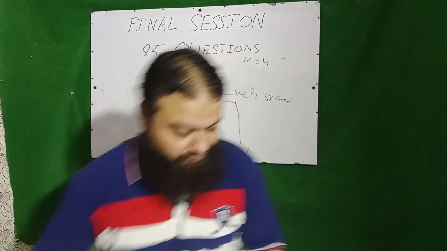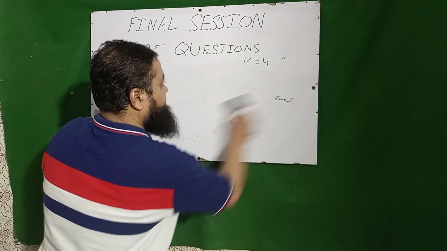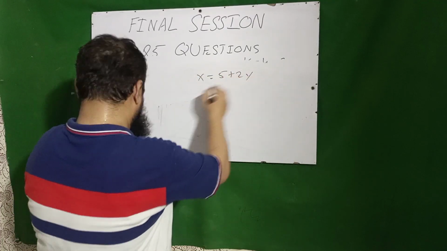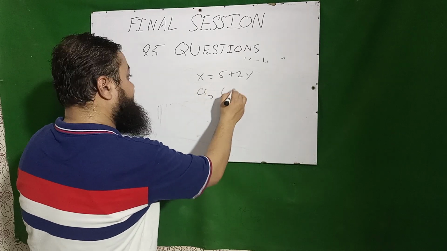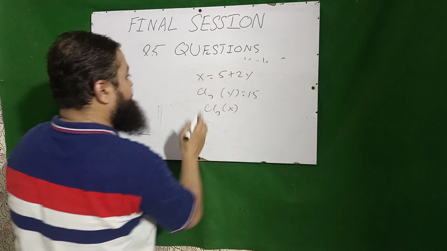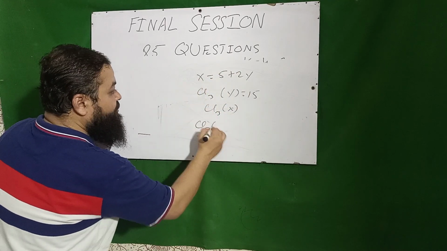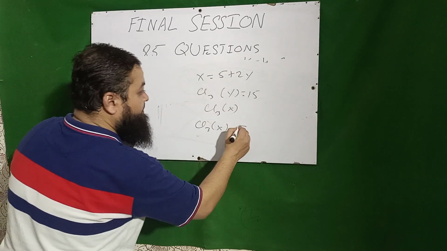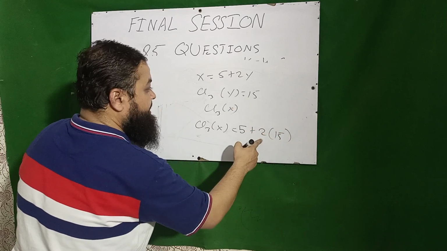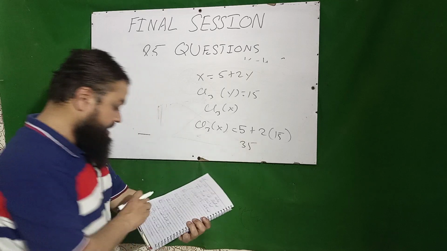Now, if x is equal to 5 plus 2y and third quartile of y is given, it is 15. What is third quartile of x? Just you will have to take the help of this much. Q3 of x is equal to, the constant will be as it is, plus 2 into the value given, 15. 15 times 2 is 30, 30 plus 5 is 35 will be the correct option.